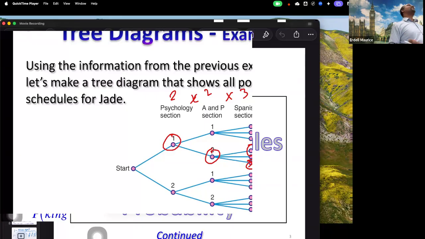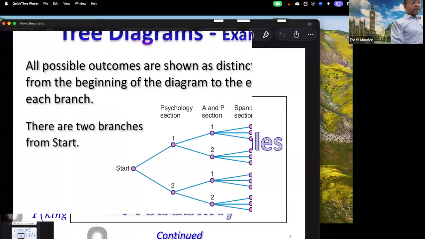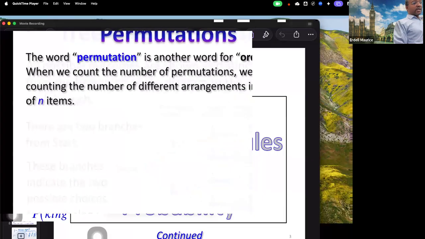The only problem is what happens if you have 64 options? Who wants to draw a tree for that? Yes. No. Maybe. Anywho, I digress. All right. We talked about those already. All right.